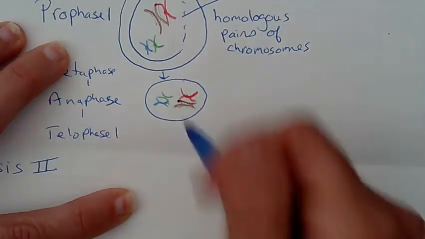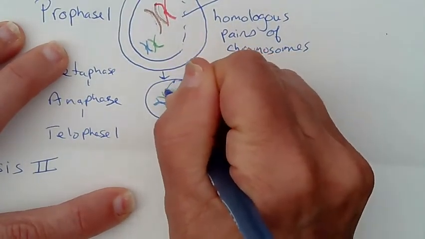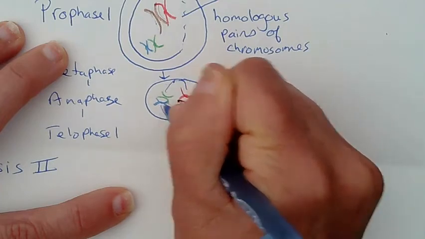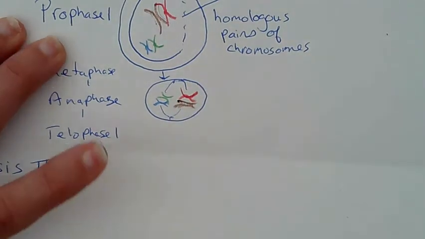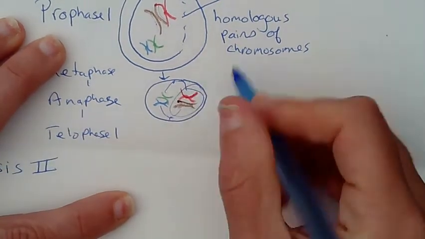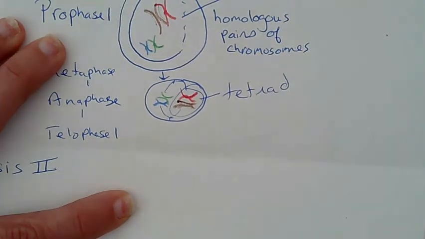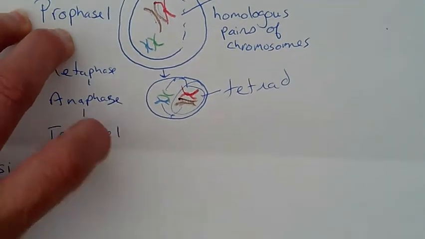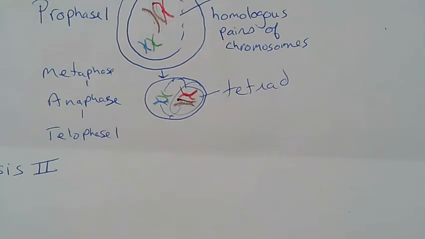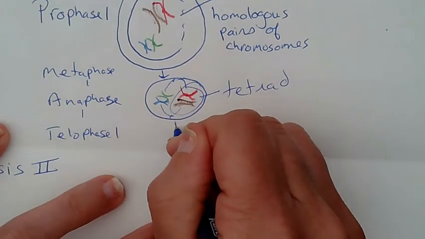And you've got all the same players, you've got your spindle fibers coming down, only this time they're coming down to connect with the homologous pairs. And sometimes, just so you guys know, this homologous pair is referred to as a tetrad. Tetra, 4, because there are 4 sister chromatids, right? And then of course in anaphase, they split apart.